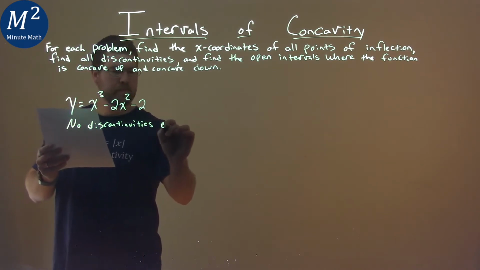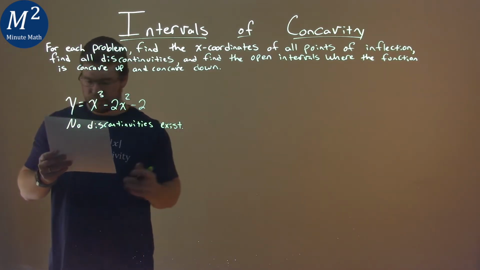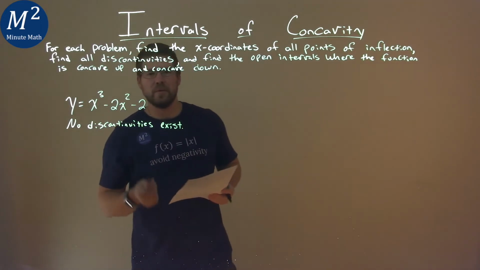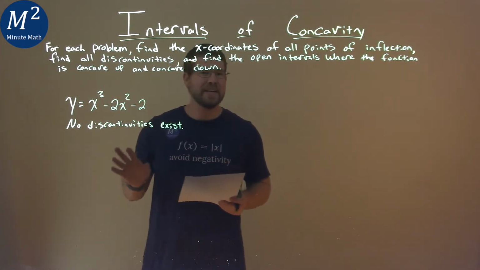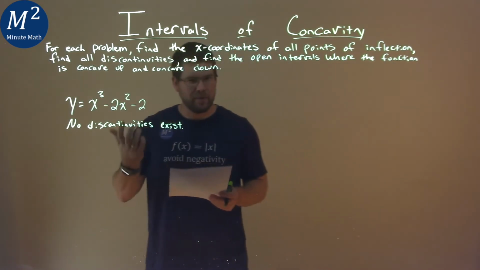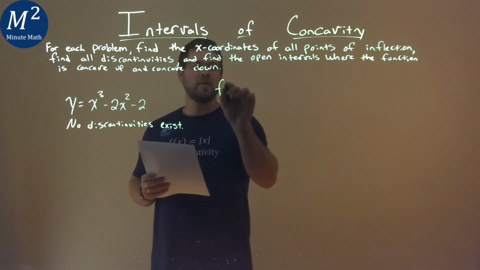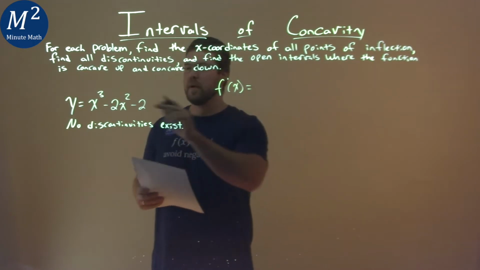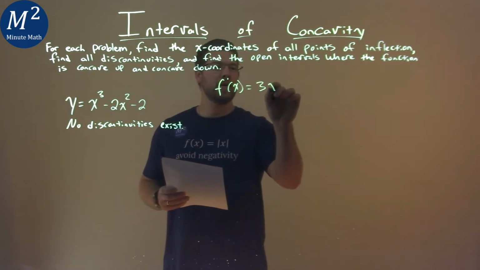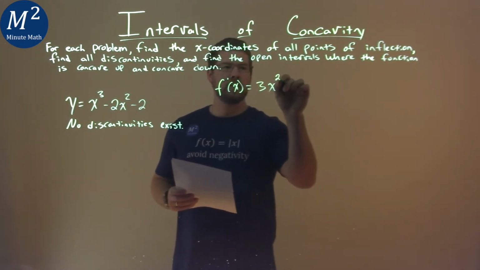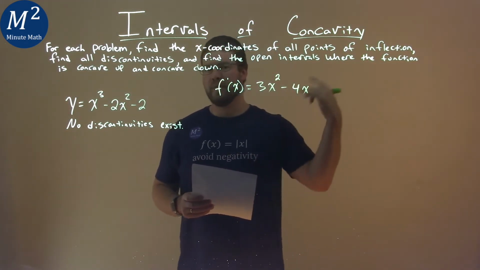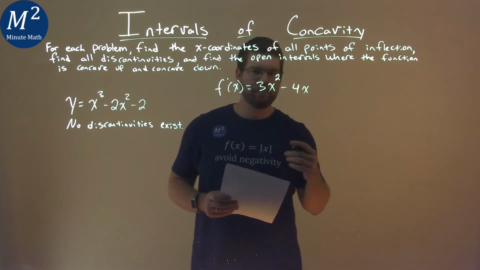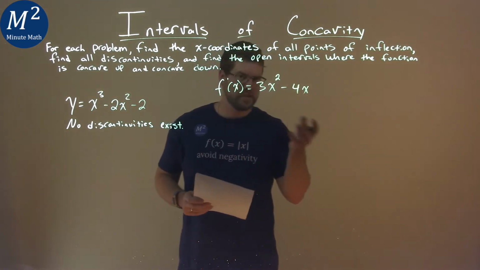exist. Right? So no discontinuities exist here. Now to find my points of inflection here, I need to take the second derivative, but I first need to take the first derivative. So f prime of x here, of our function, power rule, 3 comes down, x subtract the exponent by 1 is a 2, minus 2 times 2 is the 4, x subtract the exponent by 1, so it's a 1, that's it. Derivative of constants, just 0.